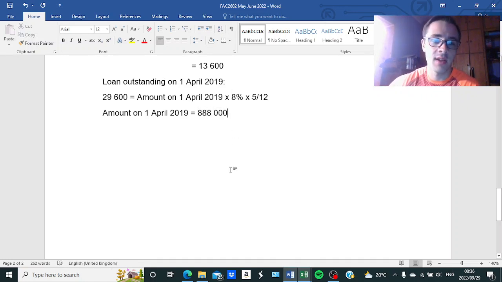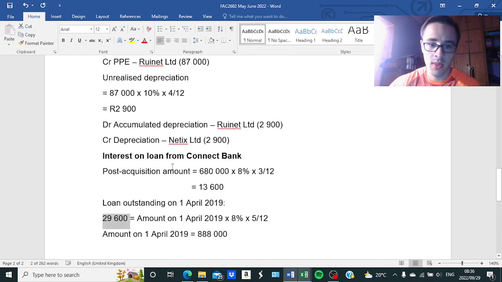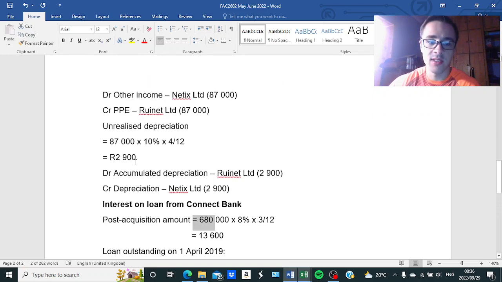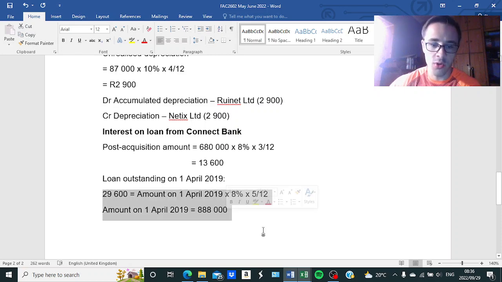But as I've said previously, it was unnecessary to calculate this amount because we are only interested in the interest amounts. And we have the outstanding balance on the 31st of August 2019, so we are able to calculate the finance costs for the post-acquisition period. Okay, I've just shown this for completeness.